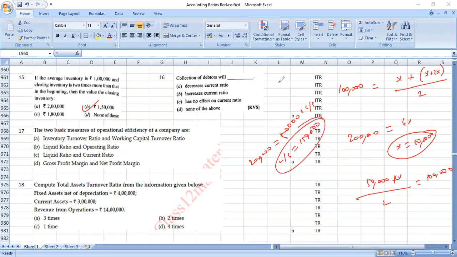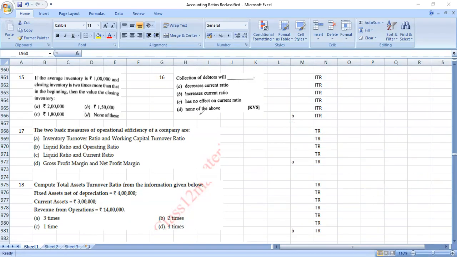Okay. Done. Collection of debtors will not affect current ratio in any manner, because when you collect money from debtors, cash increases, so current asset increases, and debtors decreases, so current asset decreases. The two basic measures of operational efficiency of a company are basically turnover ratios, so inventory turnover ratio and working capital turnover ratio.